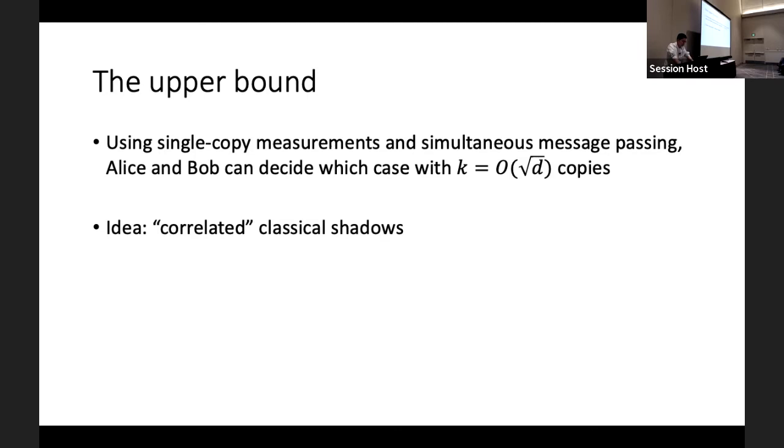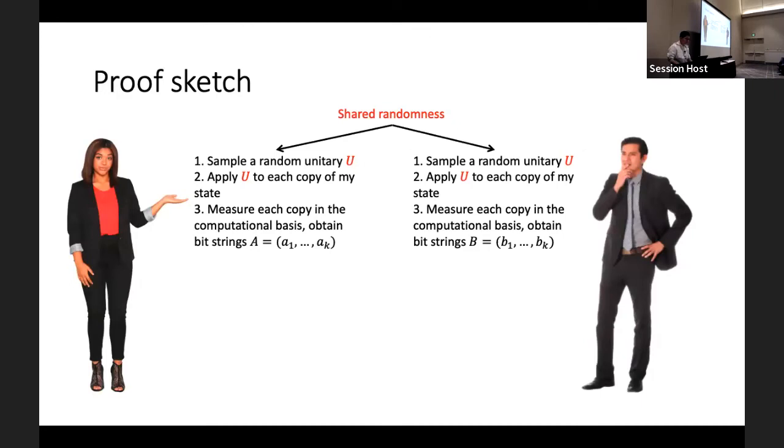So here's the sketch of the algorithm. First, Alice and Bob use shared randomness to sample a random unitary matrix U. So in other words, Alice and Bob share the same random unitary matrix. And this is what I mean by correlated.